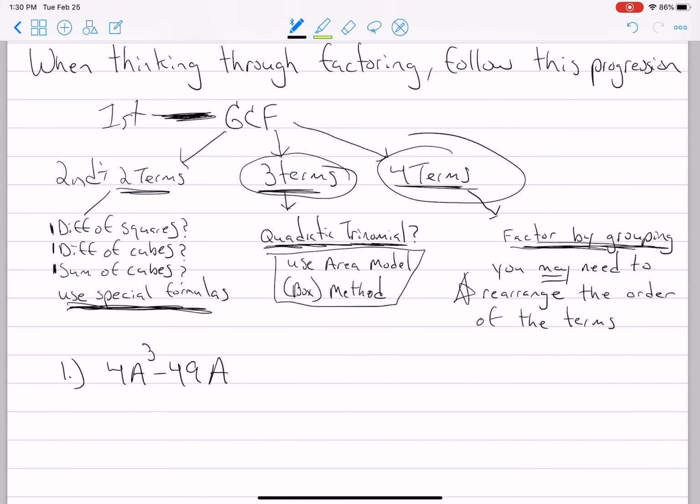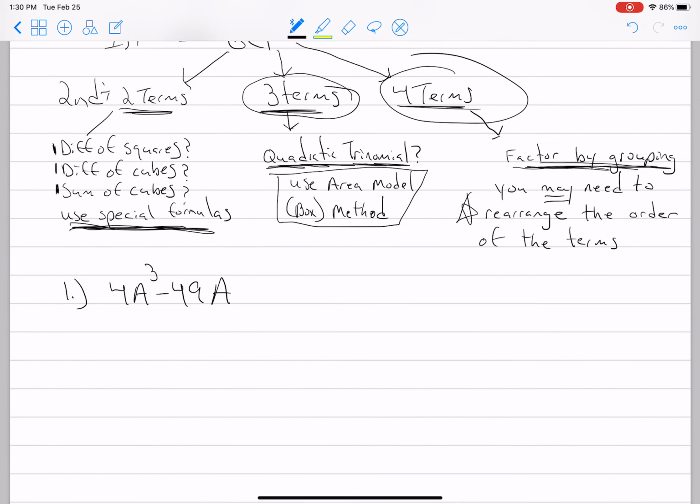So let me go back here. Let me think. GCF. Does this have a GCF? I think it does. Looks like I can factor a out of this. So I'm left with 4a squared minus 49.